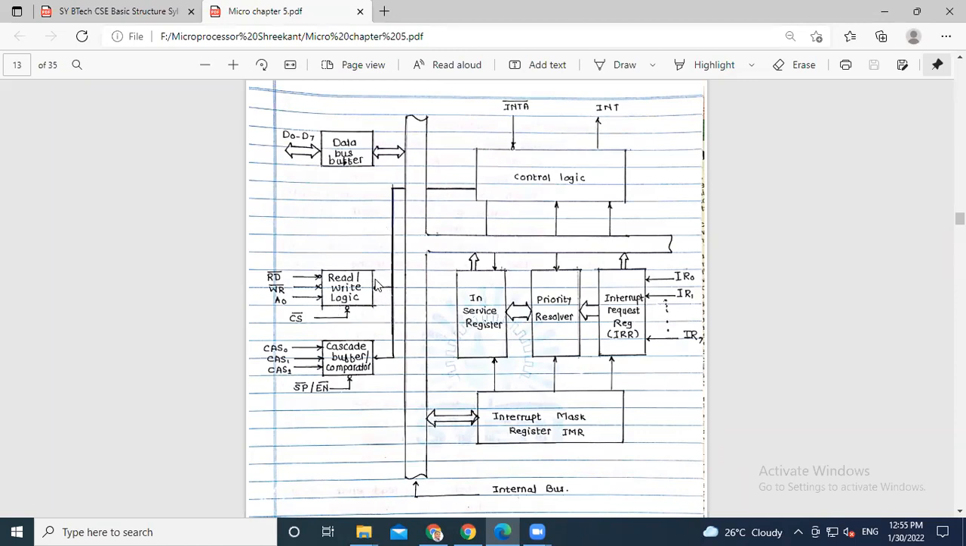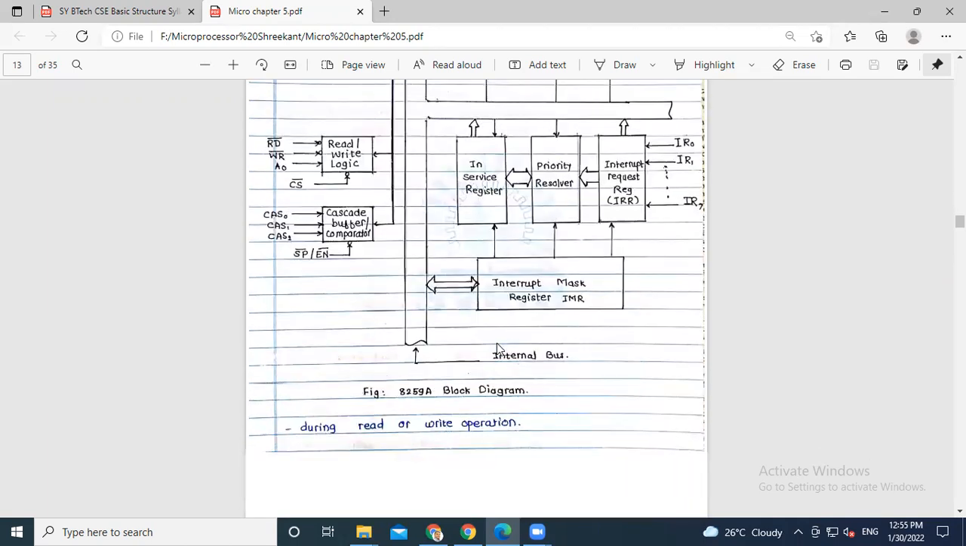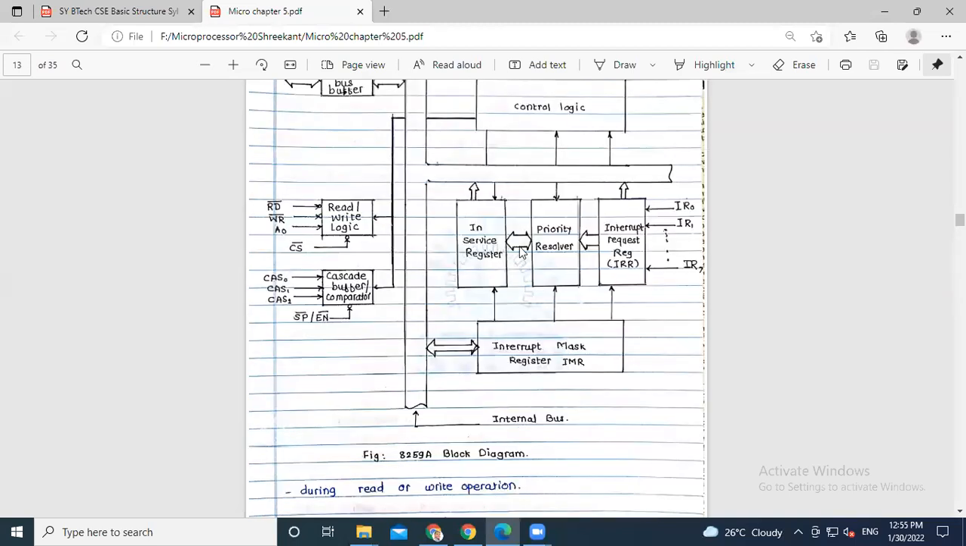If the stack is full, then we have to use the cascade buffer for the comparator. Serially, 3 lines we have to use: CAS0, CAS1, CAS2, and that is the stack pointer with enable. Okay, so these things we have to use. And this is the control logic. Whatever logic you have to write, you write in the state and it is going to be executed based on the interrupt request. The directional marks are here: this one is bidirectional and this is single directional. So that is the interrupt requests, priority resolver, in-service register. So this is the main part.